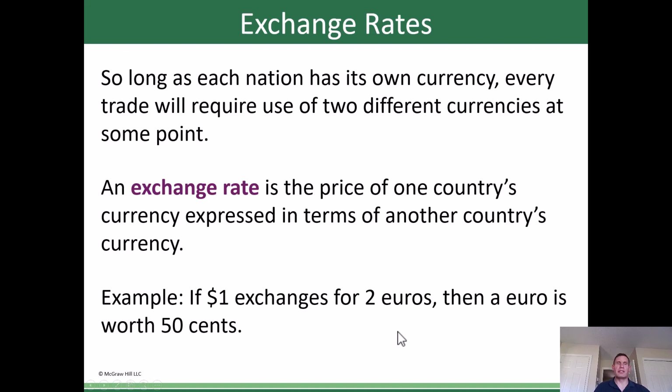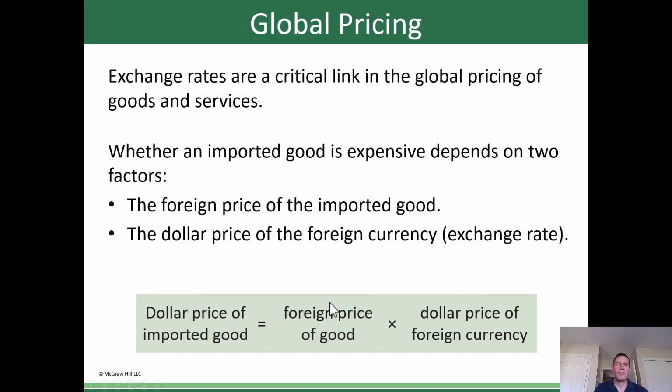All right, let's talk about exchange rates. This is probably a term you've heard of before. If you've taken a previous micro or macroeconomics class, you've probably learned a little bit about exchange rates. As long as each nation has its own currency, every trade will require use of two different currencies at some point. An exchange rate is the price of one country's currency expressed in terms of another country's currency. For example, if a dollar exchanges for 2 euros, then you could say that a euro is worth 50 cents. Exchange rates are a critical link in the global pricing of goods and services.